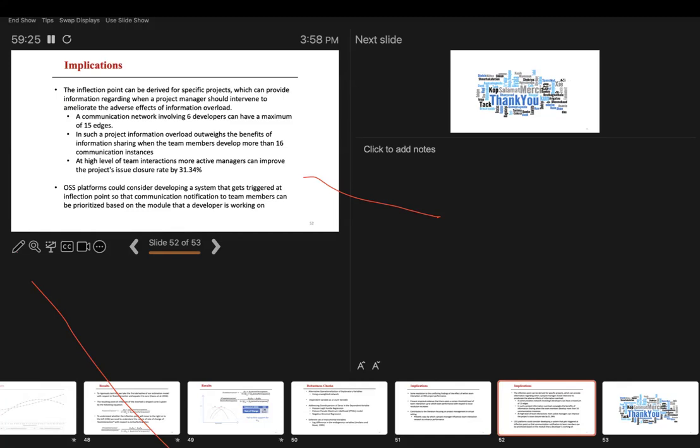And for the OSS platform, the implication is to consider developing a system that can trigger some of these things automatically. Depending on the number of developers and the level of interaction going on, it can determine when that inflection point could have arrived using some of the results that we have, and then prompt the project manager with certain things they could do at that point in time. At least they can choose to do certain things that they already talked about. So that's one of the implications for the platform itself. That's our overall study. I'm concluding with this as my last slide, but I'm open to taking any questions or comments.